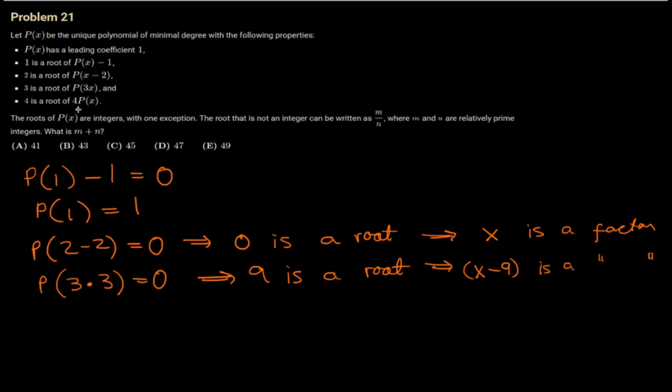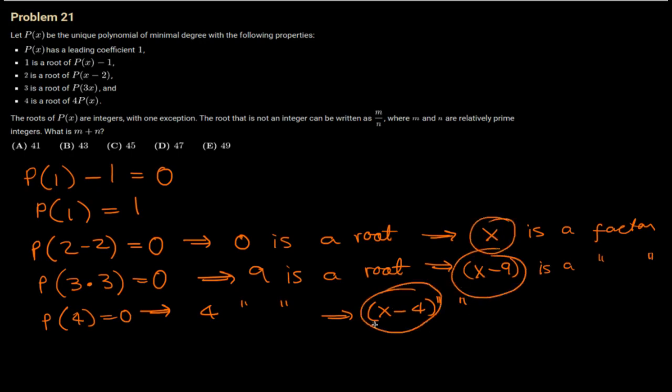And now again, this one, pause and try it on your own. Okay, this basically tells us that if 4 is a root of p of x, then p of x also has a root of 4. So that tells us that p of 4 equals 0, which means 4 is a root, which means x minus 4 is another factor. So now we've got 1 factor, 2 factors, and 3 factors. And these are the only factors we know.